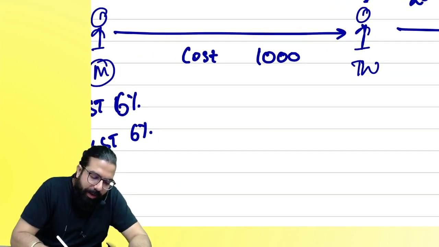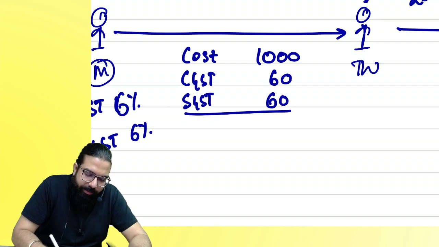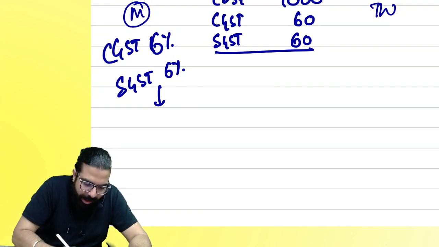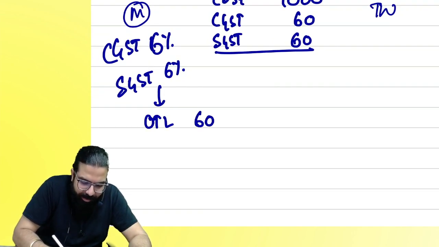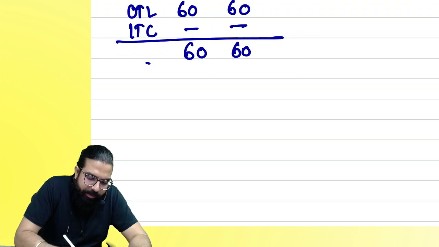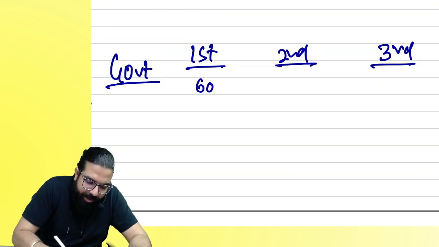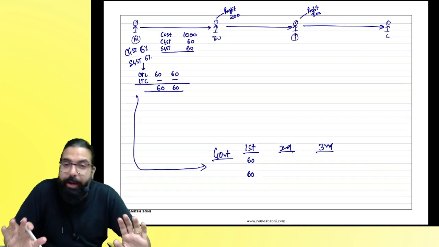Everyone, he will charge CGST and SGST. How much CGST, everyone? 60 and 60. Can you tell me this guy's output tax liability is how much? 60 and 60. Input tax credit, does he have anything? No, so he will go ahead and pay 60 and 60. So can you tell me at the first stage how much the government will take? 60 and 60. Anyone, any doubt?